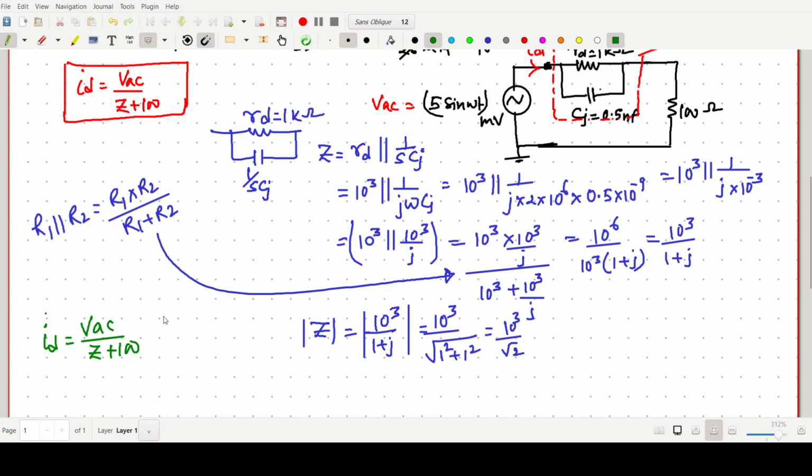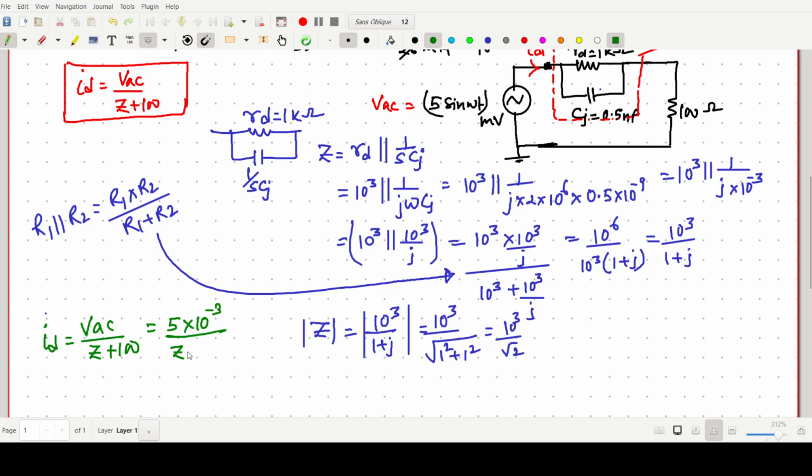So VAC is already known to us, that is our 5 sine omega t. So we are taking the magnitude. So we just take the maximum value. So 5 sine omega t maximum value will be 1. So 5 into 10 to power minus 3. Okay. And Z value.